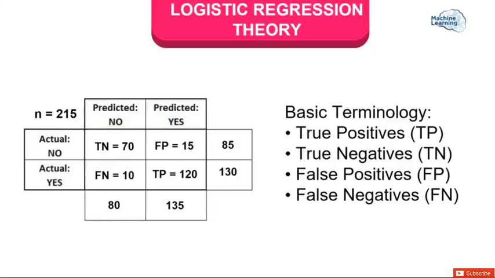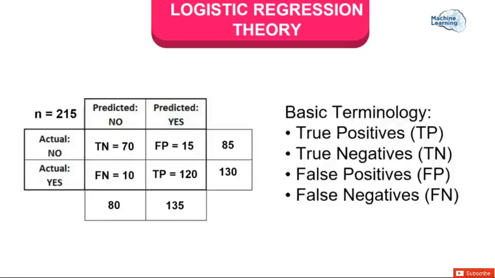So that's true positives and true negatives. Then there are false positives and false negatives. False positives are where we predict yes, they have a disease, but they didn't actually have it. It's also known as a type 1 error. False negatives are where we predict no, but they actually do have the disease. And that's known as a type 2 error.